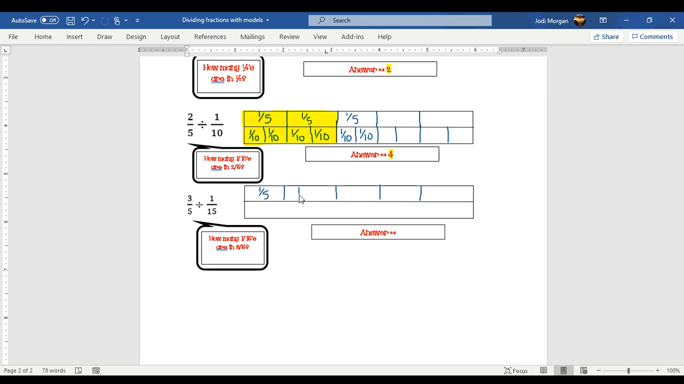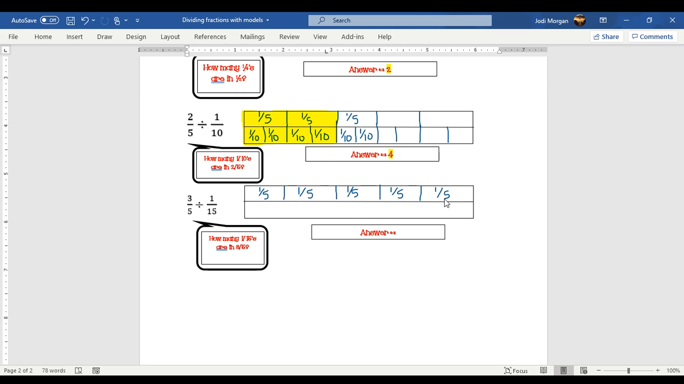This time we're going to have to highlight 3 of them instead of 2 of them because it's talking about 3/5. So keep labeling. I'm actually going to label all of these this time. All right, so those are done.